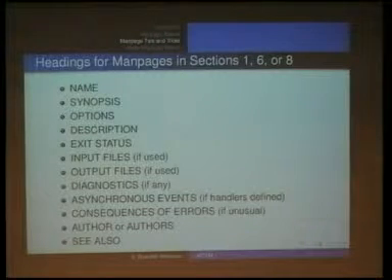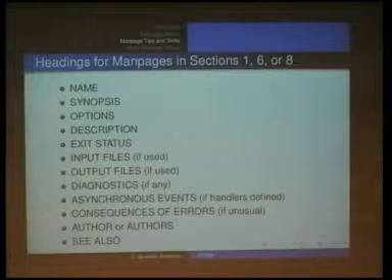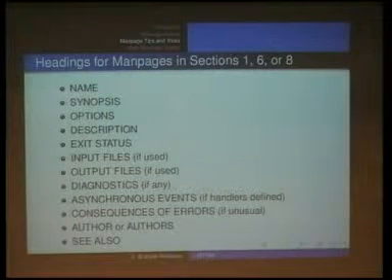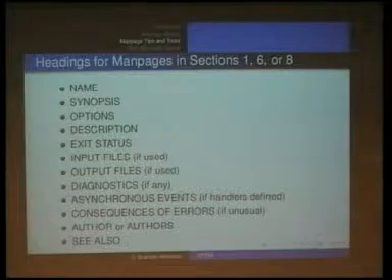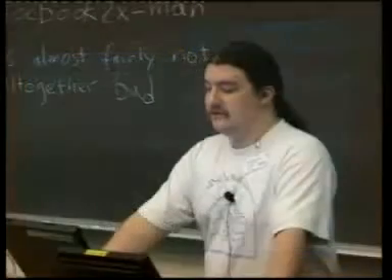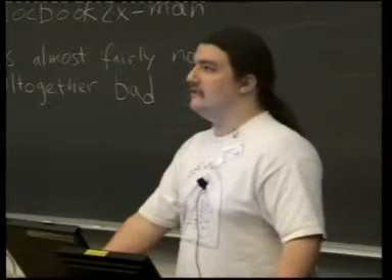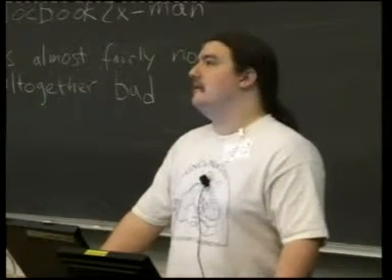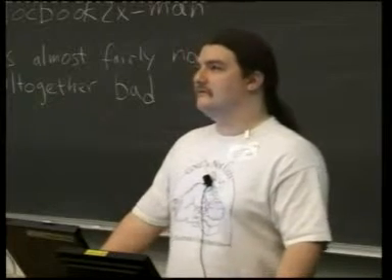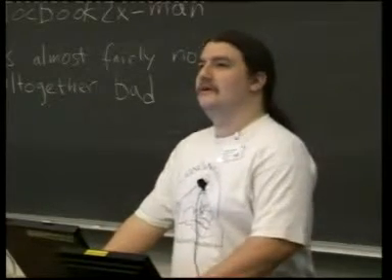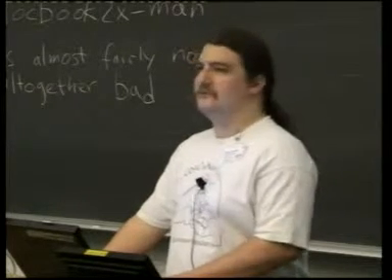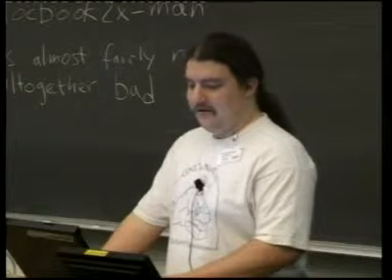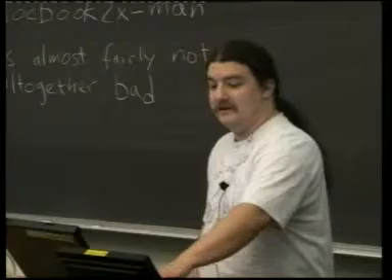Asynchronous events, that means if you set up any signal handlers. So if you wrote a shell script that traps SIGQUIT, for instance, I forget if you can trap SIGQUIT. Let me try SIGHUP. I know you can trap that one. If you have a signal handler, document it here. Consequences of errors if unusual. One example I like to think of is if you leave crap in temp and you get interrupted, document that fact, especially if you leave stuff in places that aren't /tmp. It would be more important. Or if you're likely to remove somebody's root file system if you're interrupted, it's a good thing to note there. Author or authors pretty much goes without saying, and see also.